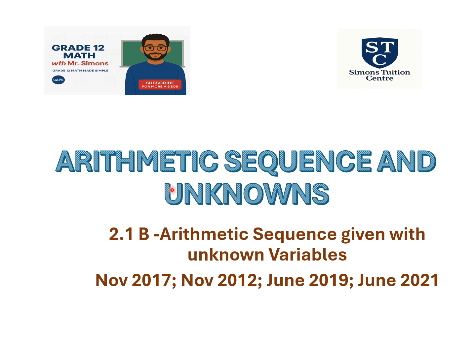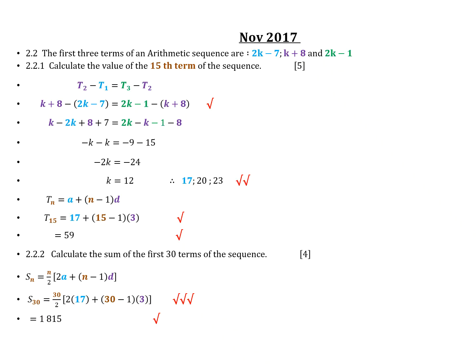Simons, where we were looking at arithmetic sequences given with unknowns in the sequence. We're looking at the November 2017, November 2012, June 2019 and June 2021 papers. Those papers have asked this concept. So without further ado, first problem, November 2017.